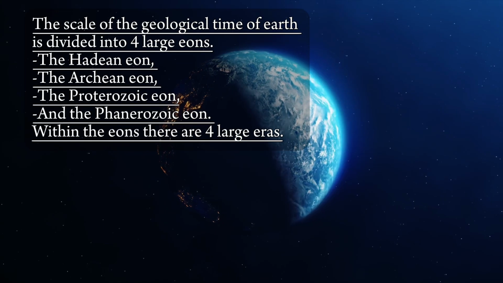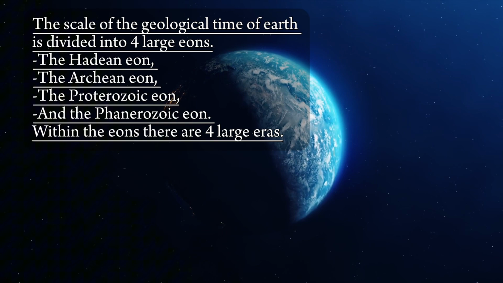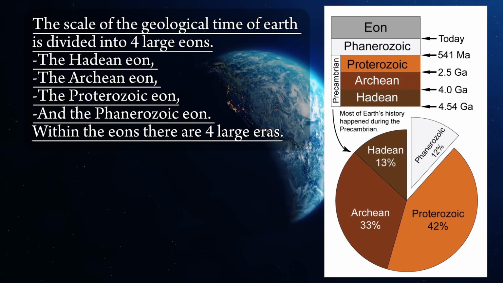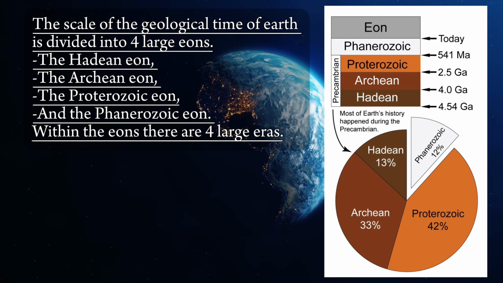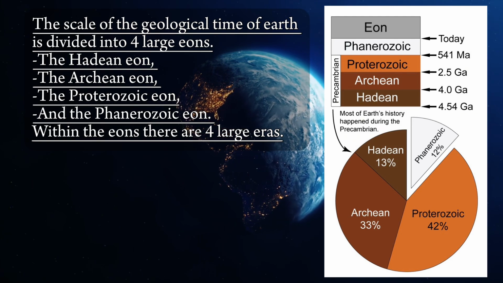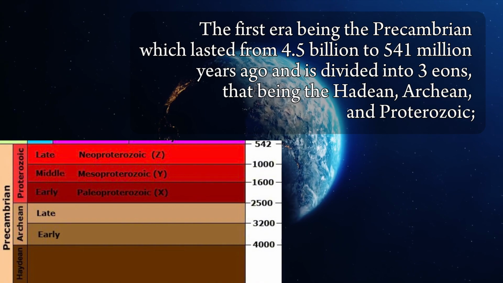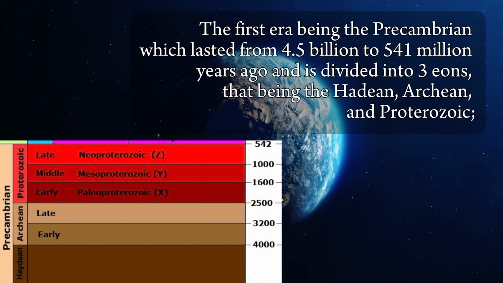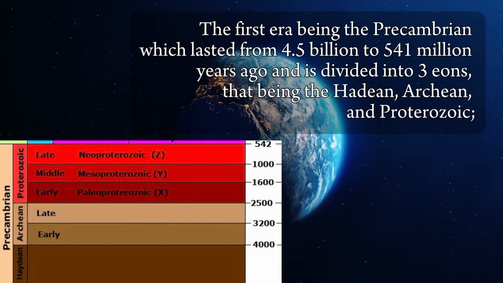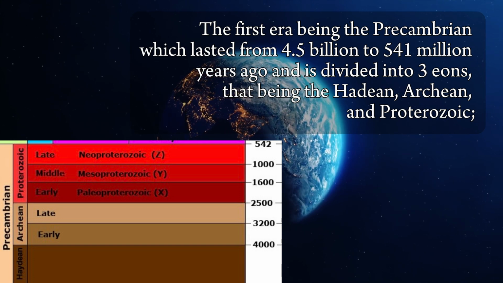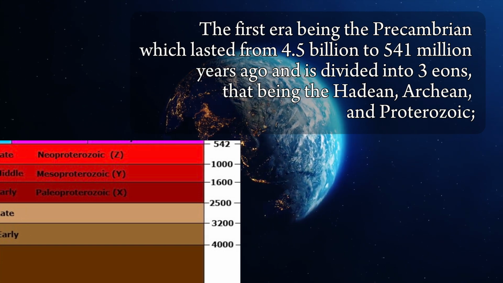The scale of the geological time of Earth is divided into four large eons: the Hadean Eon, the Archean Eon, the Proterozoic Eon, and the Phanerozoic Eon. Within the eons there are four large eras. The first era being the Precambrian, which lasted from 4.5 billion to 541 million years ago and is divided into three eons, that being the Hadean, Archean, and Proterozoic.